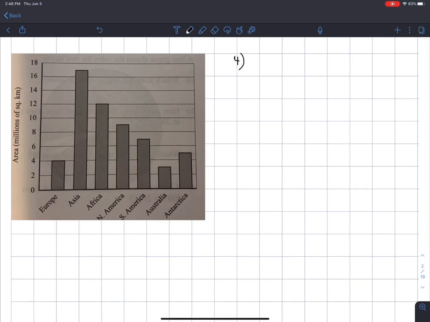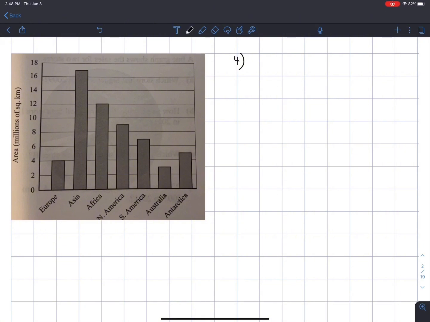And we simply use this vertical rectangular bar to indicate the amount. So for example, here we have area in millions of square kilometers. We can see that Europe has roughly 4 million square km of land, right? So we'll use this bar graph to answer the questions in question 4.